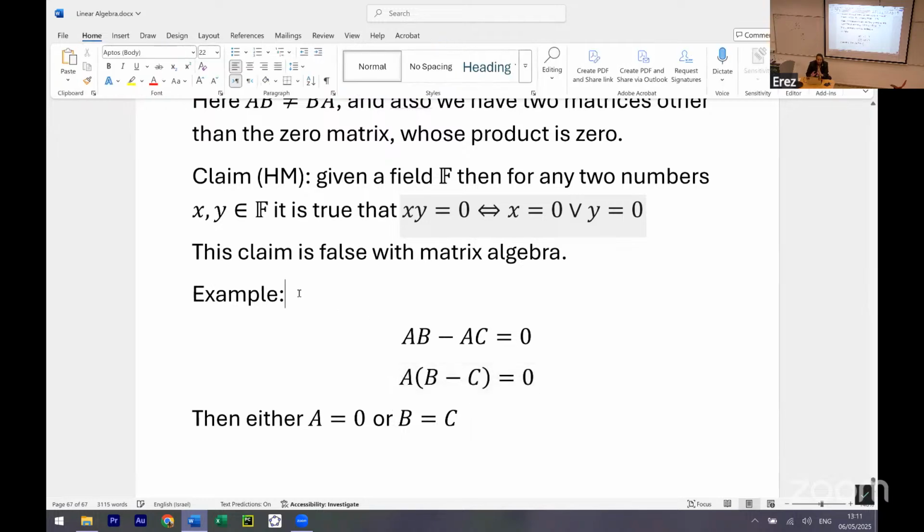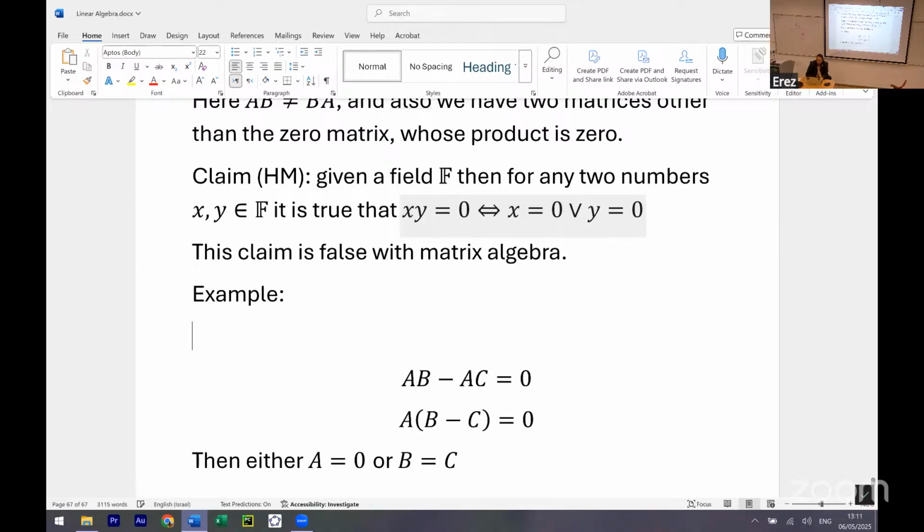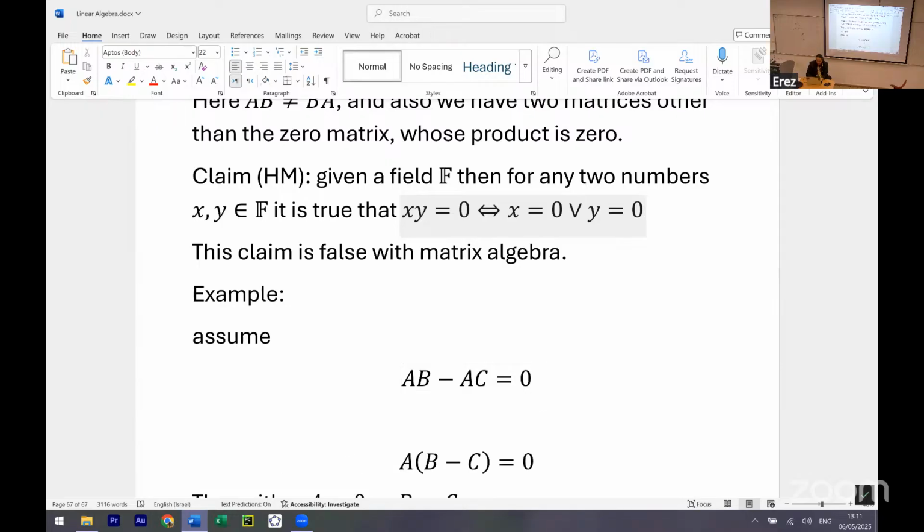Let me think how to write it to you. Assume the following: is the following argument correct?